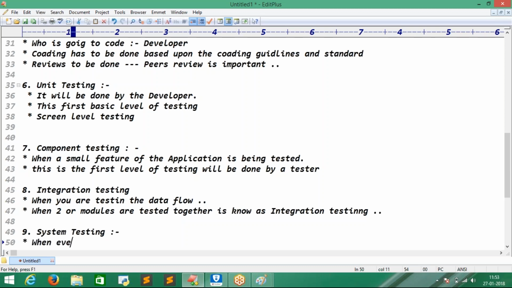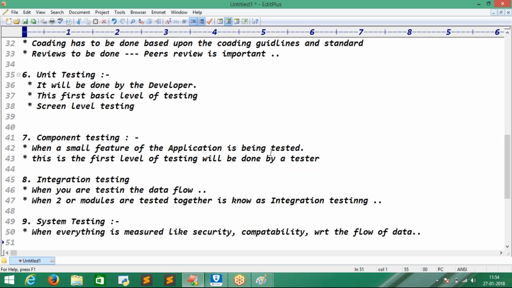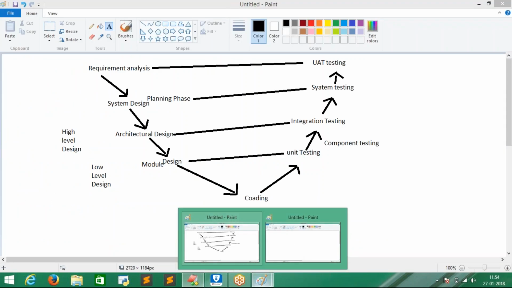Everything is measured, like security, which is important for transactions. Then compatibility, with respect to the flow of data. So when everything is mixed and matched and we test it, this is known as system testing. And after that comes UAT testing.